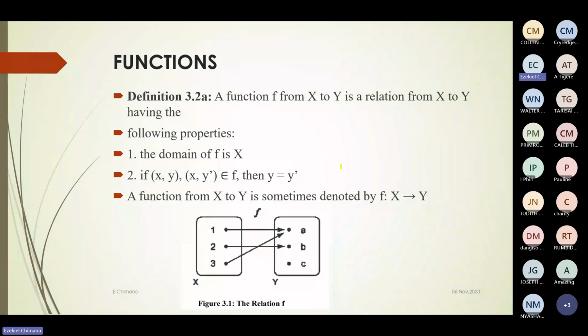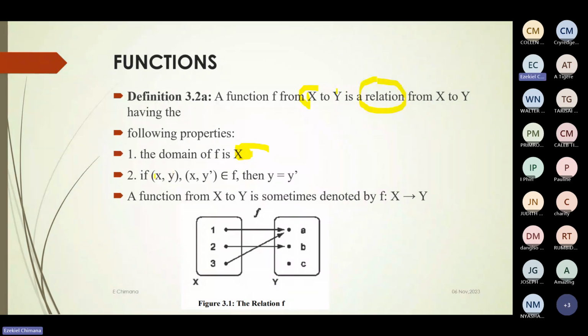So functions, by definition: a function f from x to y is a relation from x to y having the following properties. You are seeing this keyword: a function is also a relation. So a function f from x to y is a relation from x to y having these properties. One, the domain of f is x. We are saying it's a relation from x to y, so this x is the domain of our function.